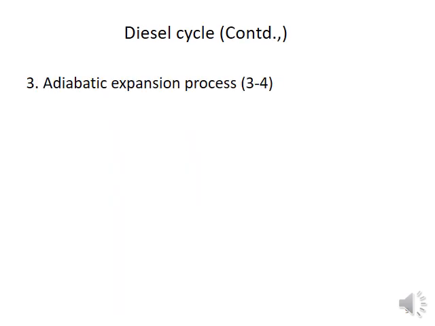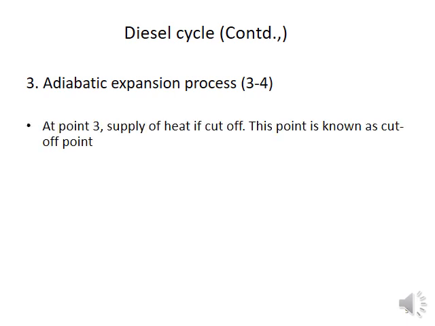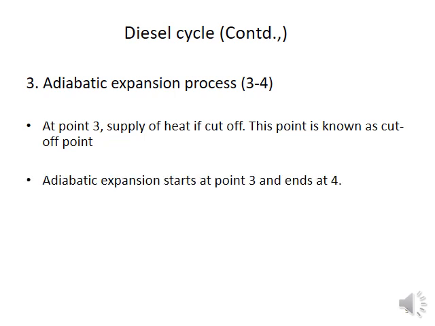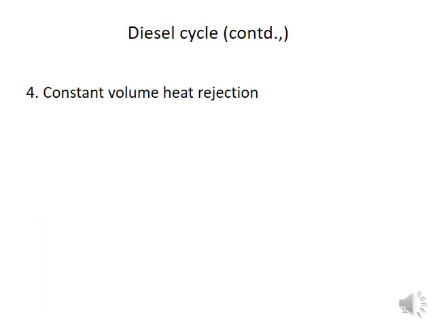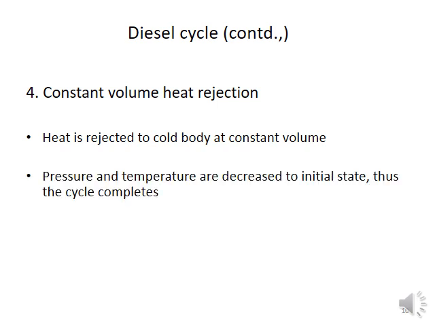Next one, the adiabatic expansion process, 3 to 4. In the 3 to 4 process, the supply of heat is cut off, and that point is called the cutoff point. Adiabatic expansion starts from 3 to 4. Work is done by the air at the expense of internal energy. No heat transfer takes place. And the fourth one is constant volume heat rejection, where the heat is rejected to a cold body at constant volume.